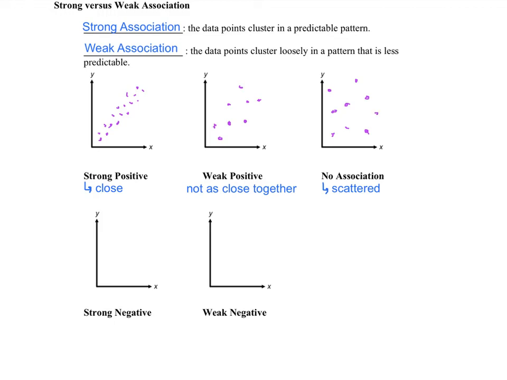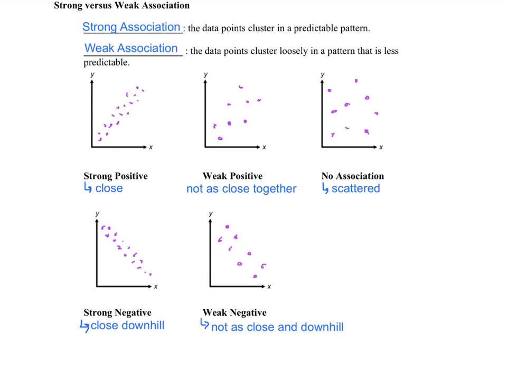All right, the next one is a strong negative. The strong negative, again, is close together and going downhill, where one variable is decreasing while the other is increasing. And then the last one is a weak negative, and again, it's not as close together, and it's also going downhill. It looks something like this.